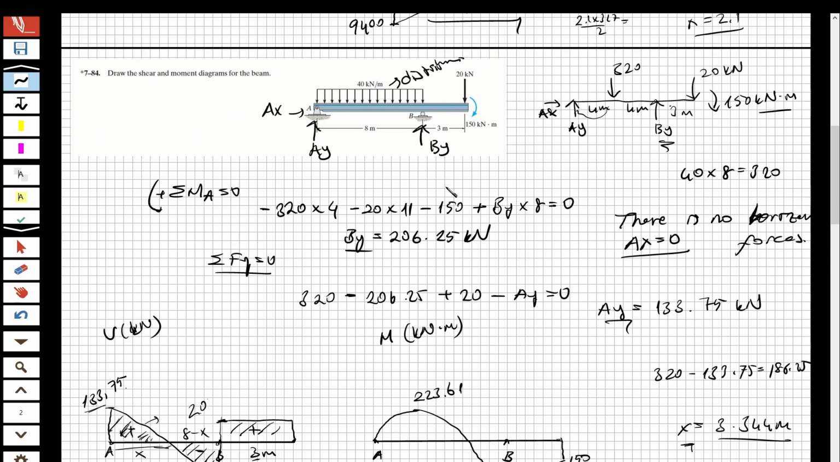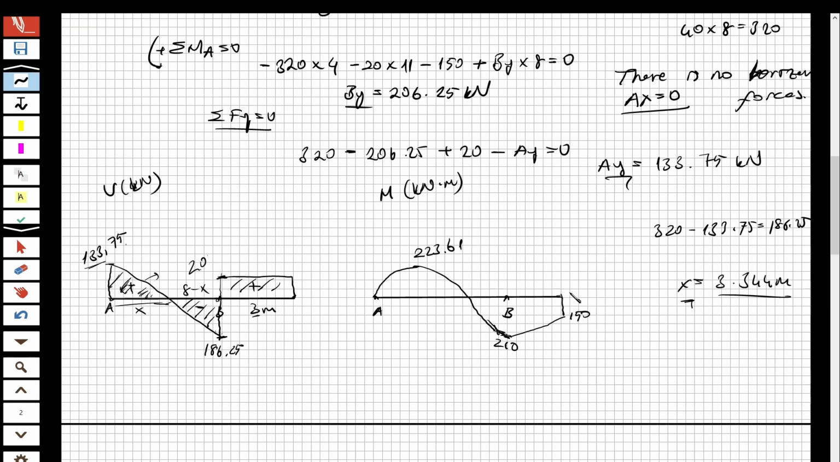Because look here, there is a 150 kilonewton meter moment at the end of the beam. So you cannot directly go to zero, and so you are going to reach 150 kilonewton meter as the moment at the end of the beam. So now I guess you understand how you are going to solve and draw the moment and shear force diagrams. And this is the x, also this length, and this is 3 meter. So now the question is solved.